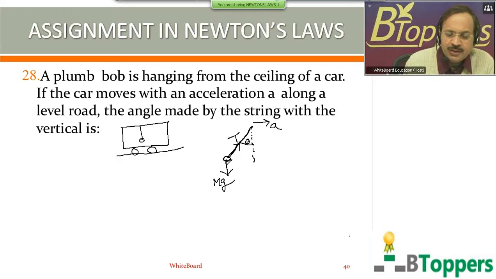So then we choose x and y axis. With respect to a stationary observer on the ground, the bob appears to move horizontally with the same acceleration as that of the car. Therefore, I choose the horizontal direction, that is the direction of the motion, as x-axis, and vertical upward direction as y-axis. The weight mg acts vertically downwards in the negative direction of y-axis. The tension force is inclined to both x and y-axis, so I resolve this tension force into rectangular components along x and y-axis.